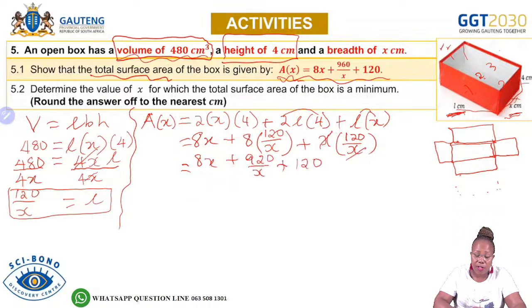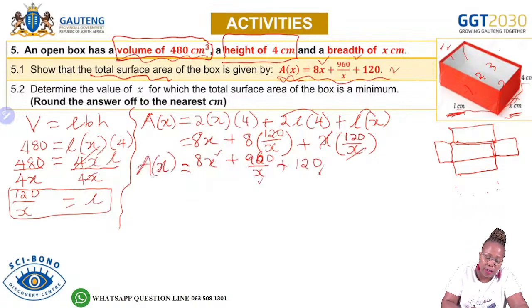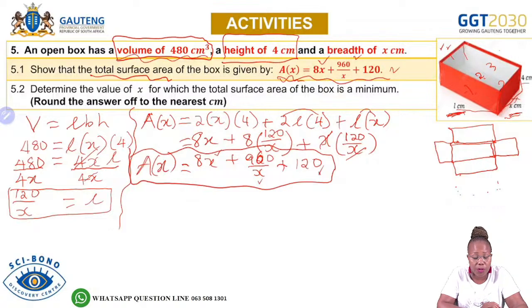Let's check now, grade 12. This is 960, sorry, 960 there. And then let's check now versus what we need to prove. 8x is there, 960 over x, and the 120 is there. That means this is the correct total surface area for that particular shape. That is the 5.1.